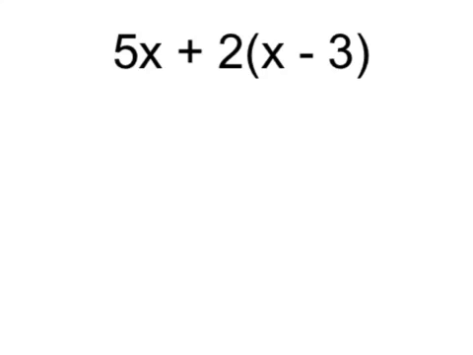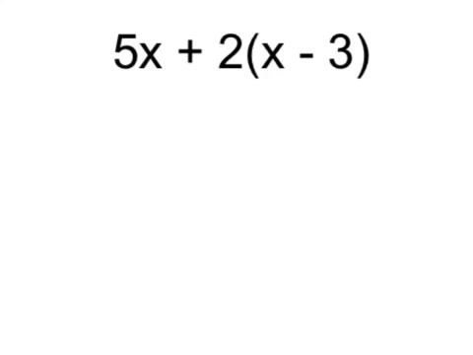Okay, when simplifying expressions, the first thing we always want to do is distribute if possible, and then after we distribute, we combine like terms. So when I'm looking at this problem, I have a term by itself, 5x, and then I have this plus 2, and I'm going to distribute that to each of the pieces inside the parentheses by using multiplication. So we have positive 2 times x and positive 2 times negative 3.